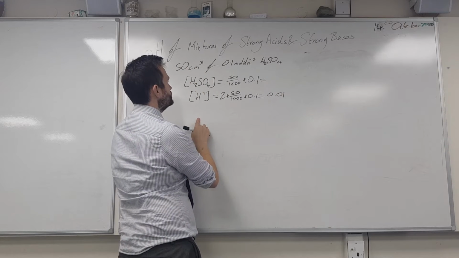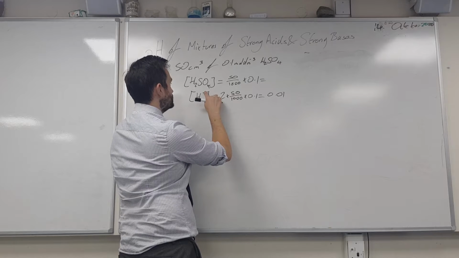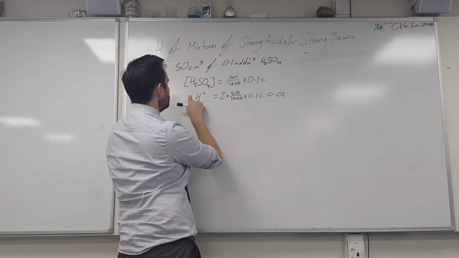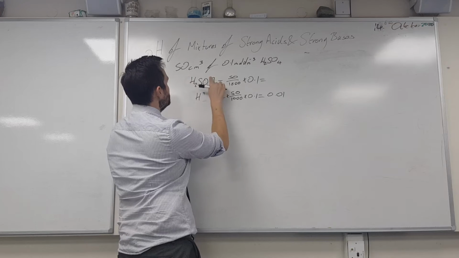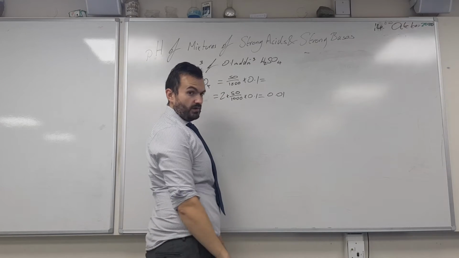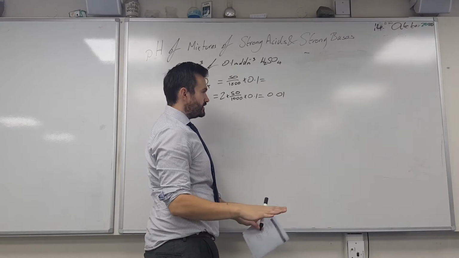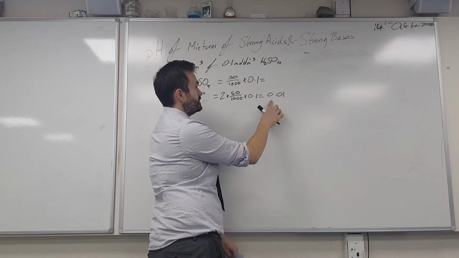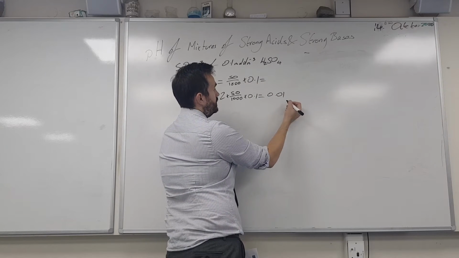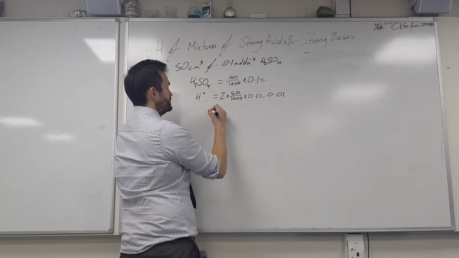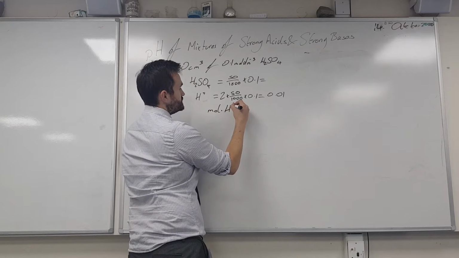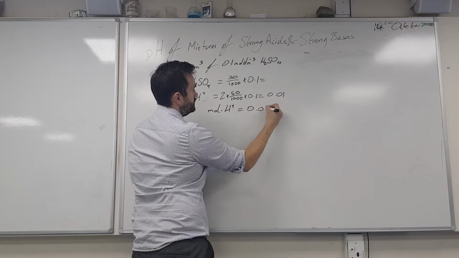Sorry, this is not concentration. This is just moles, isn't it? I'm being a bit special. We haven't got concentration, apologies, we've just got the amount of moles. So we've worked out the amount of moles of H plus, and our moles of H plus is equal to 0.01.